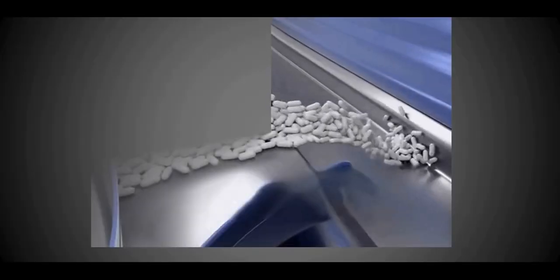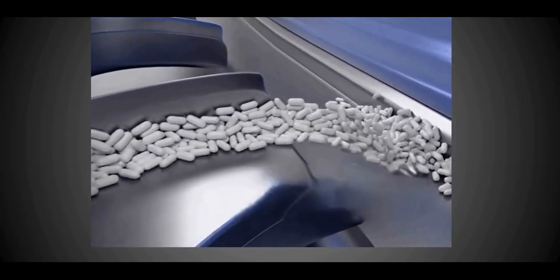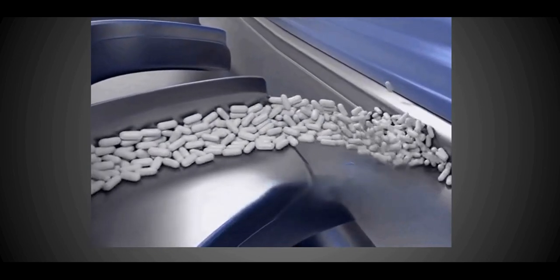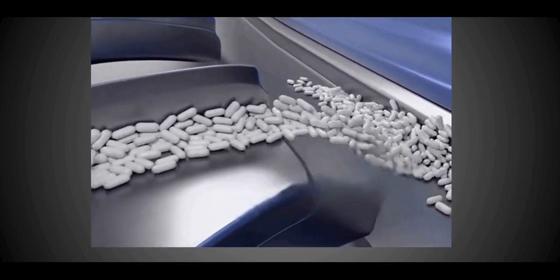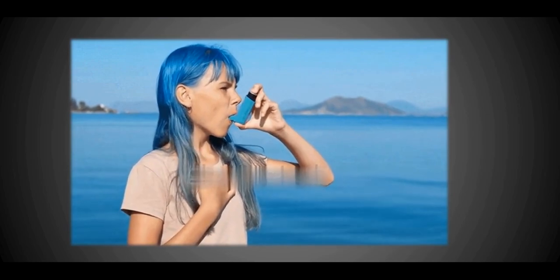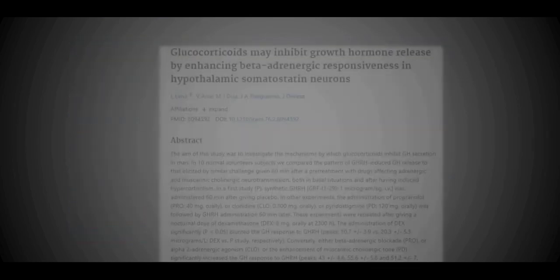Finally, certain medications like glucocorticoids, opioids, and beta blockers can reduce GH secretion. Glucocorticoids are powerful medicines that fight inflammation and work with your immune system to treat a wide range of health problems like asthma, allergies and arthritis, eczema and other skin conditions.